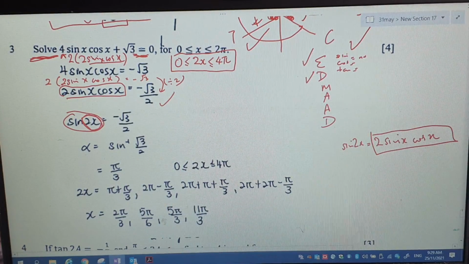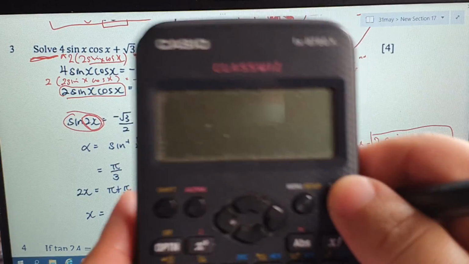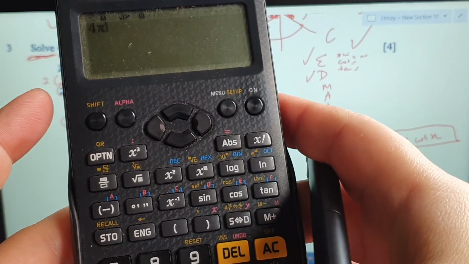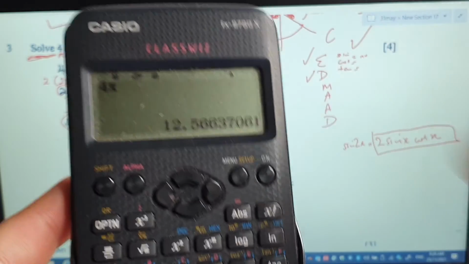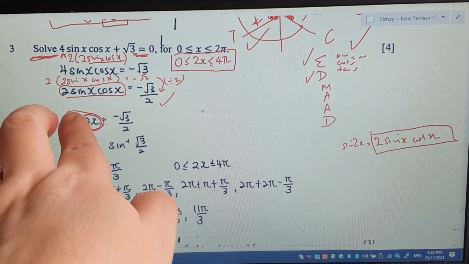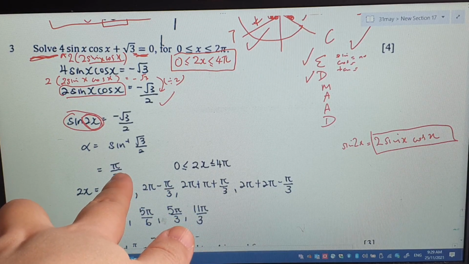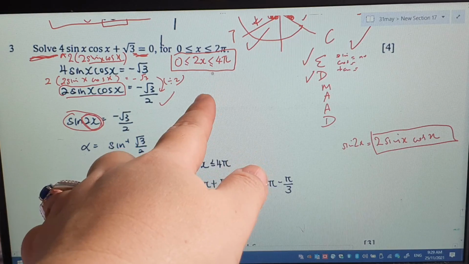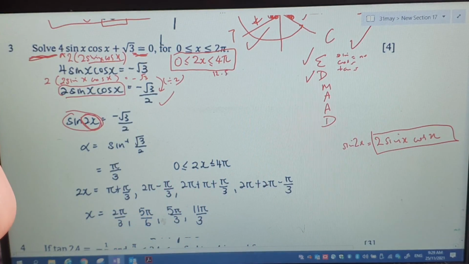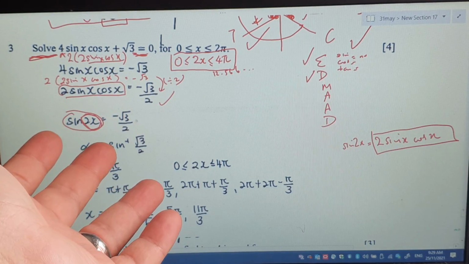Now, how much is 4 pi? So if you press 4 pi, then you press equal, it's 12.56 something. That means this 2x, later when you find the 2x, you see here 2x? This 2x can take on any value from 0 to 12.566 something. Okay, so this one you just take note. Later it will come in handy, okay?